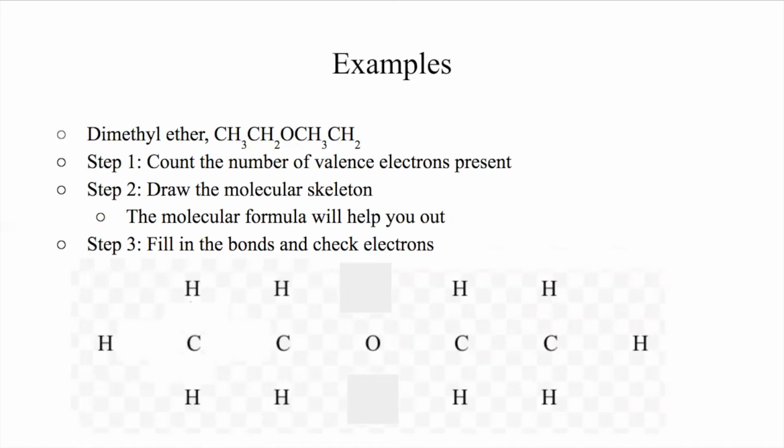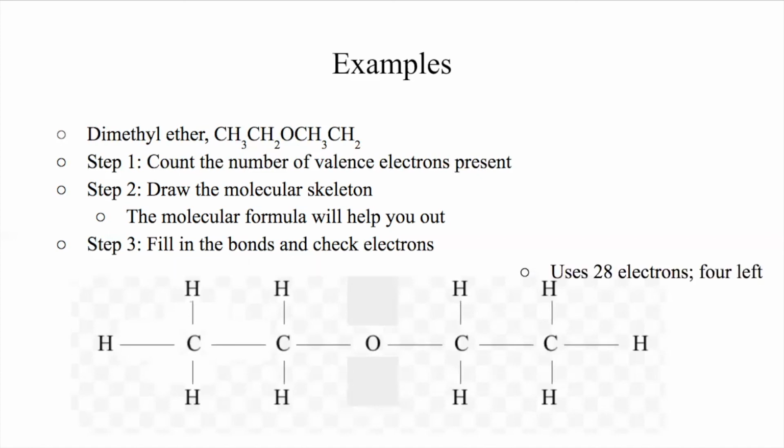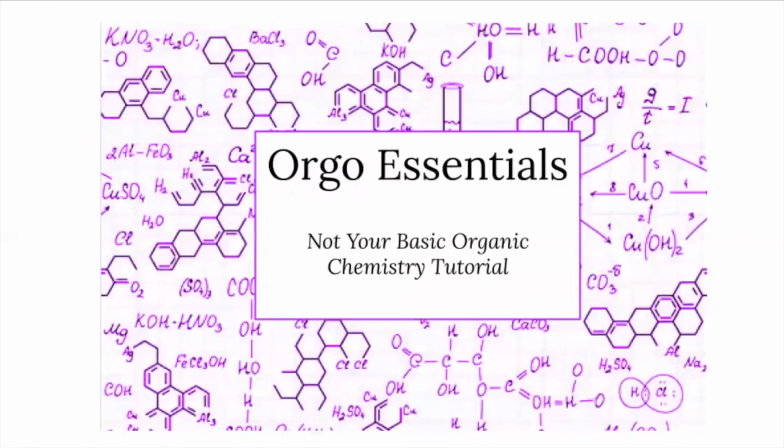Now we have to fill in all of these single bonds. By doing this, we use up 28 electrons. We only have 4 electrons left to place. When we look for uncompleted octets, we can see fairly quickly that oxygen needs these 4 leftover electrons, so we can draw them in as lone pairs. Double check that each atom has a completed octet, and we're done.